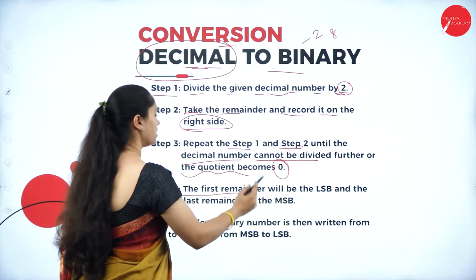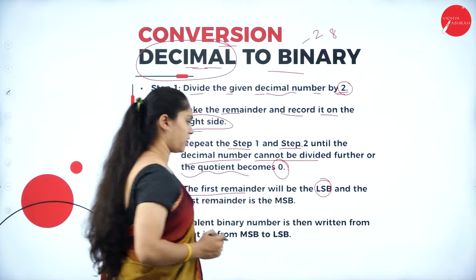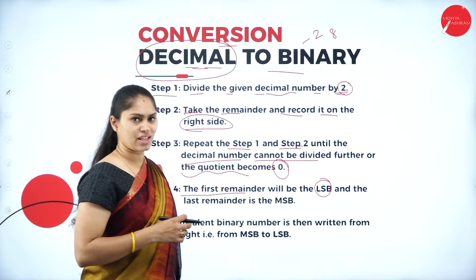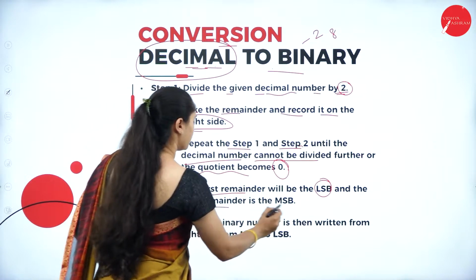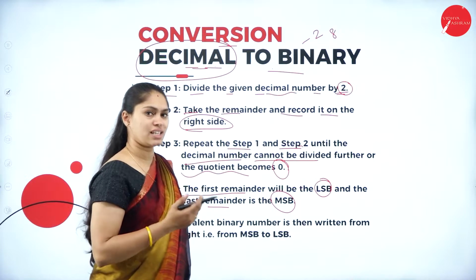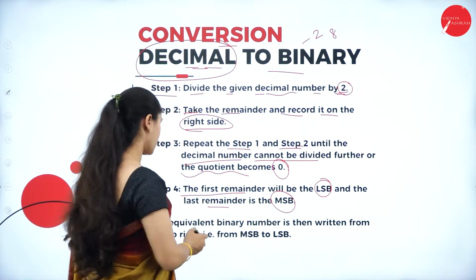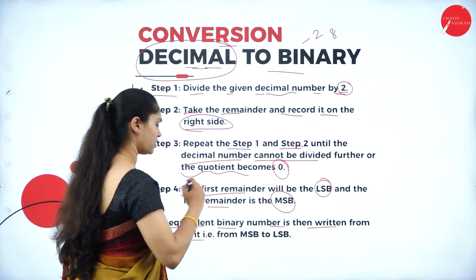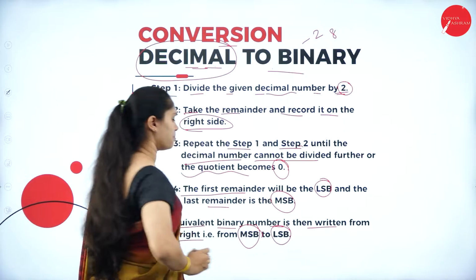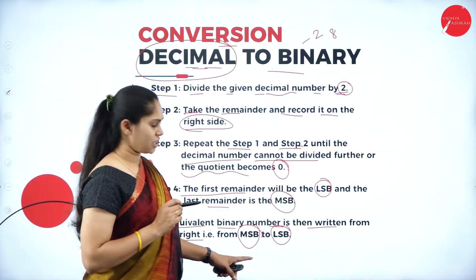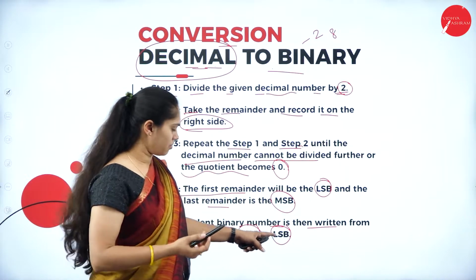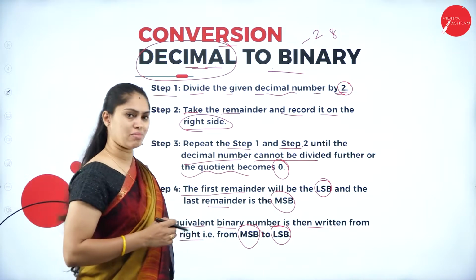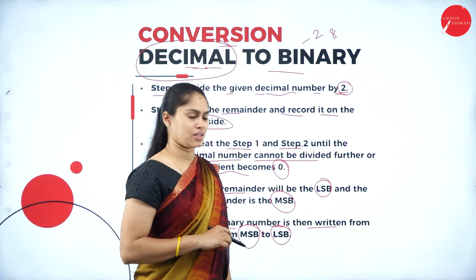In step 4, the first remainder will be the LSB. That is, the least significant bit, which has less significance. And the last remainder is the MSB, the most significant bit. While writing the answer, the equivalent binary number is written from left to right, that is from MSB to LSB. First, we give more weightage to the most significant bit, then to the least significant bit. I will solve the problems, then you will be able to understand how we are going to do it. Okay, fine.